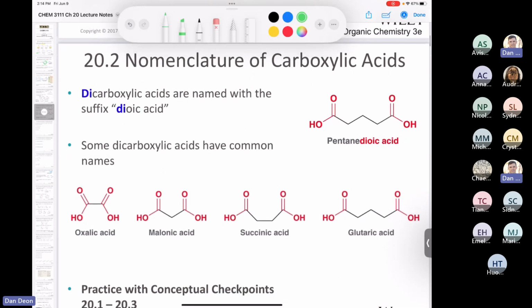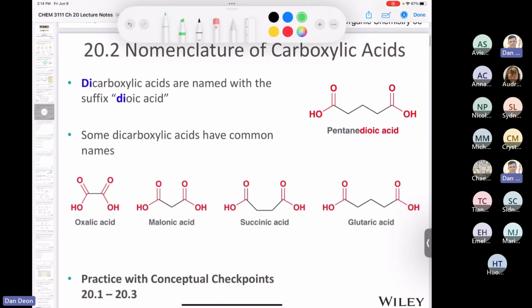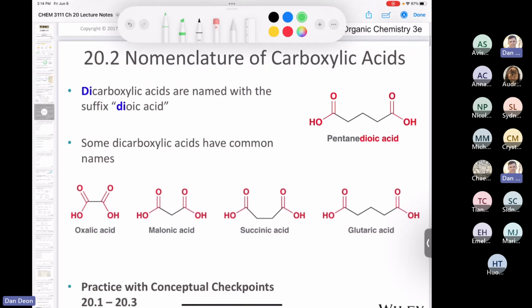There's also some dicarboxylic acids that you should know. And why I think these are so pertinent for us is, first of all, they're common, right? We use them all the time as organic chemists. But also, we see these dicarboxylic acids in biochemistry, right? You've probably heard of succinate or oxalate. So if you studied the Krebs cycle, you might have seen some of these carboxylic acids.